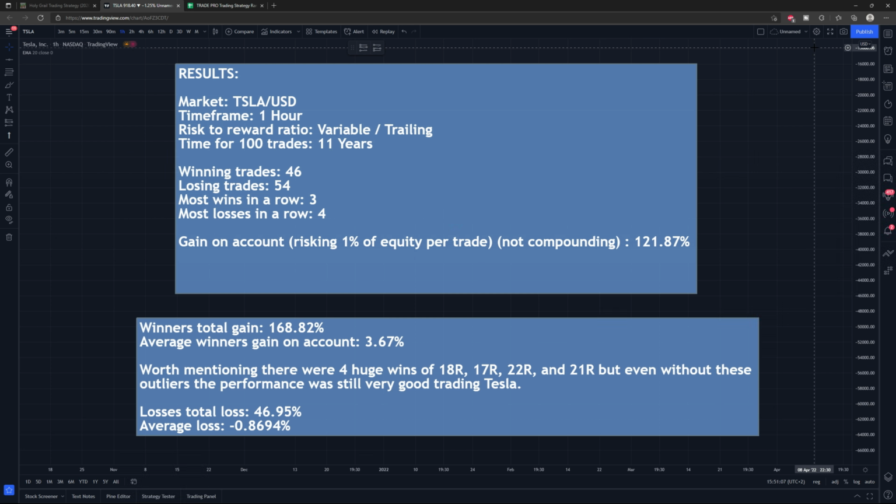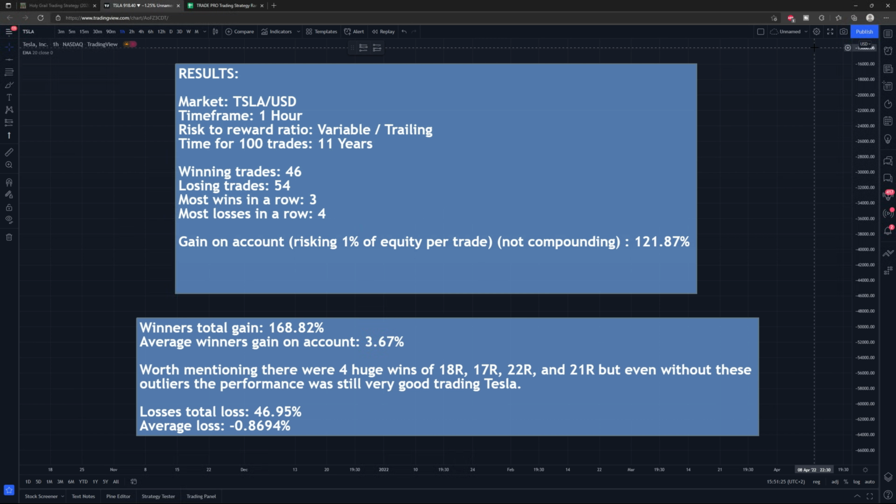So you're not going to have very many trades to capture. Of course, we're not testing for time, we're testing for quality. And over a series of 100 trades, this one made the highest gain on the account.